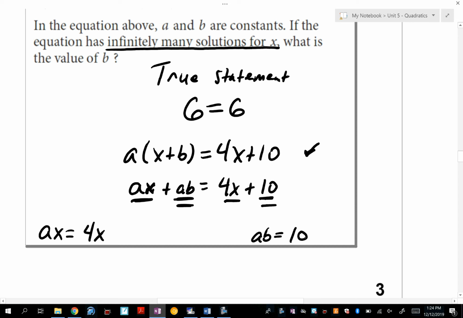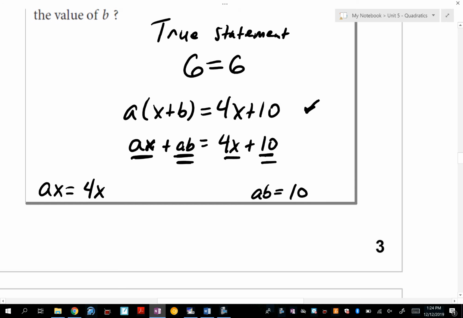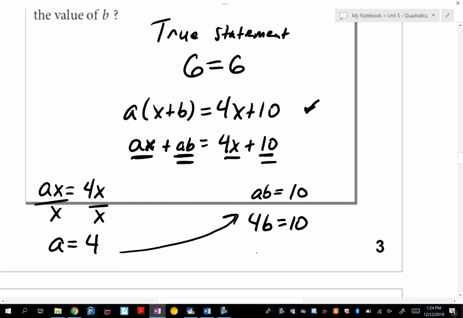Now I can't do anything about a times b is 10. But I can solve for a over here, because if I divide both sides by x, they go away. So a is 4. So if a is 4, when I swing back over here, what does b equal? 2.5. Do we agree? Yes. 10/4.